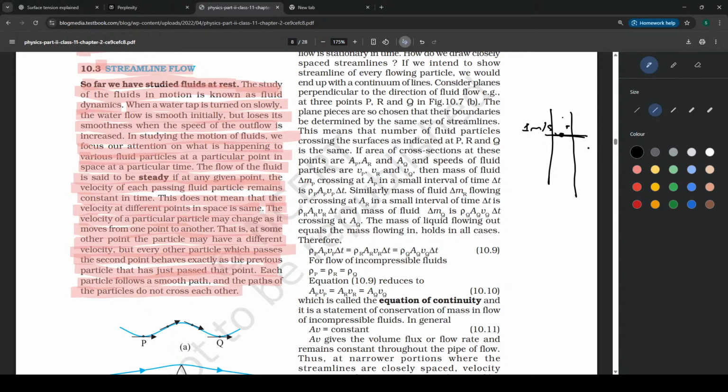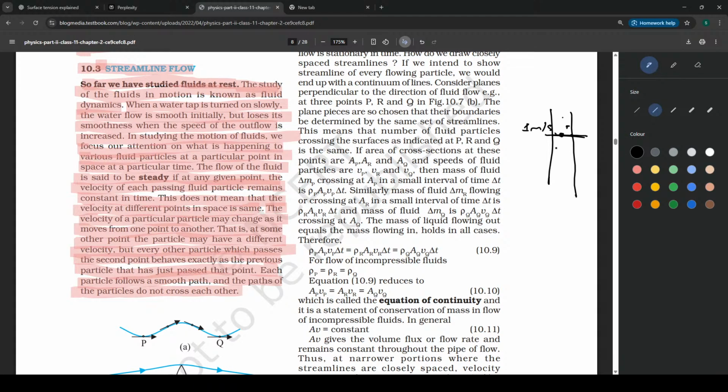Meaning, at this point, all the new particles coming to this point should have the same velocity, or at any kind of point, all the particles coming to those points should have the same velocity as the particles that pass through those points. That is what we mean by a steady flow.